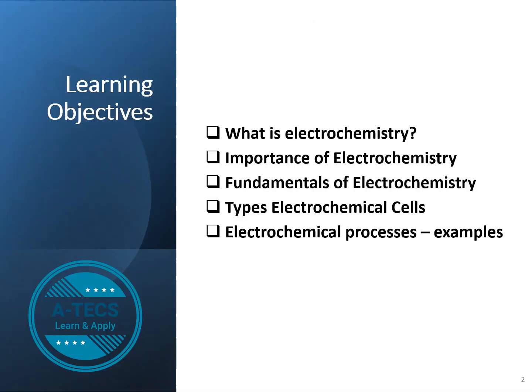Here on this slide, I am listing some of the learning objectives. We will be discussing what electrochemistry is, and then we will discuss the importance of electrochemistry in our daily life. And I will explain the fundamentals of electrochemistry in the later slides. And then I will discuss the types of electrochemical cells, and at the end we will discuss some of the electrochemical processes with examples.